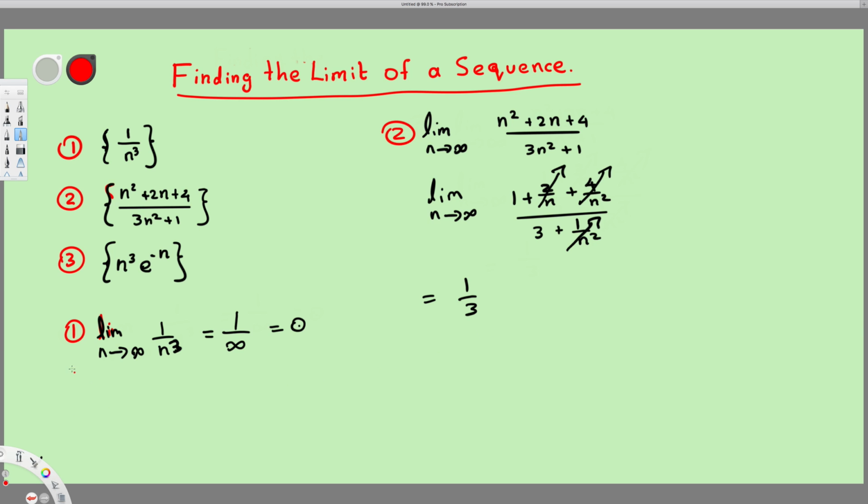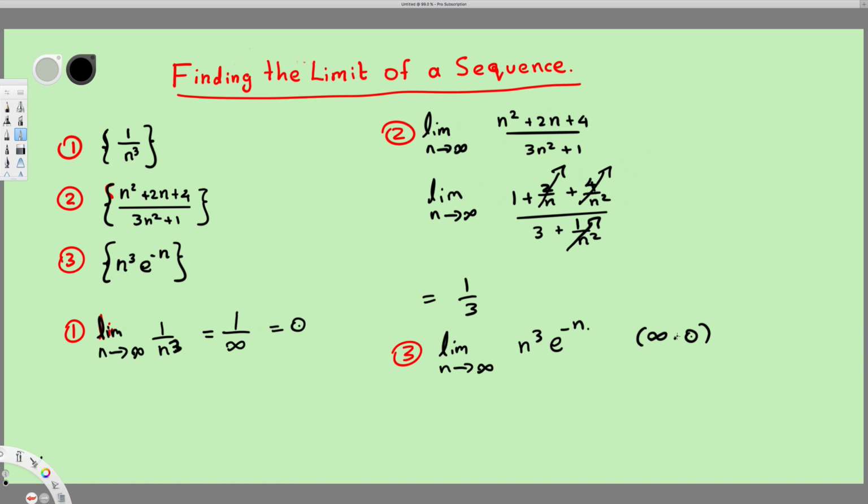Let's go to the next one. If I take the limit as n goes to infinity, here we have n cubed times e to the power minus n. Let's see what happens if we substitute infinity. For the first factor, that's infinity. For the second, it's e to the power negative infinity, which is 0. So infinity times 0 is indeterminate. We can't really solve this directly, so we have to do something.